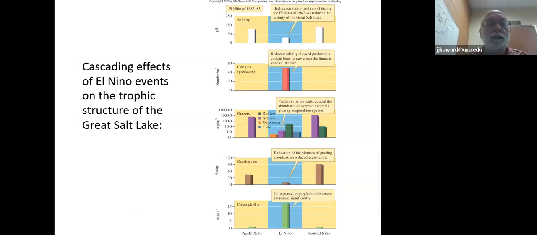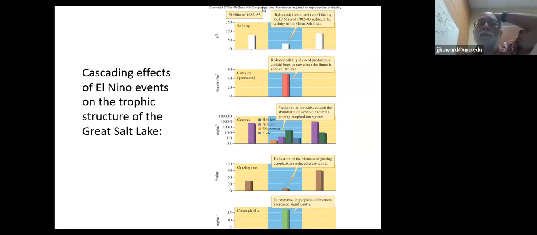Well, here is how El Nino affects the trophic structure of the Great Salt Lake in Utah. So here's the El Nino of 1982-83. Okay, and here's what happened as a result of this. So they had exceptionally high rainfall in Utah that year. By the way, they had drought in Costa Rica that year, and I almost was kicked out of graduate school because my dissertation project failed to get any data because it was a drought and I couldn't get any data. But in Utah, the opposite happened. They had tons of rainfall.